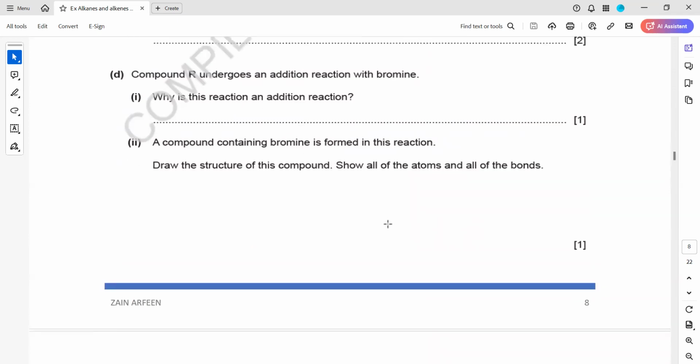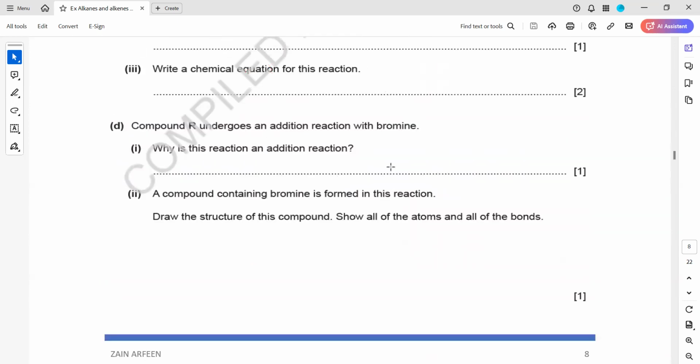Compound R undergoes addition reaction with bromine. Why is this an example of an addition reaction? The term addition reaction means we'll have only one product formed. That's why we call that an addition reaction. A compound containing bromine is formed.